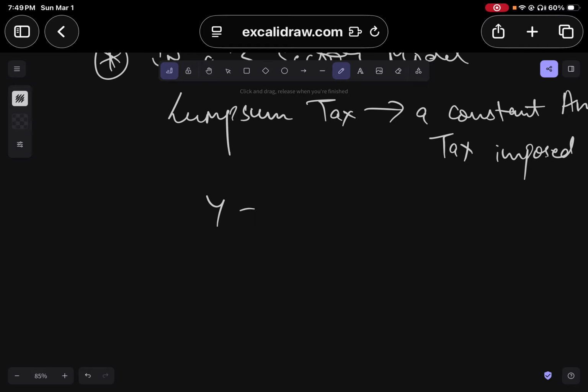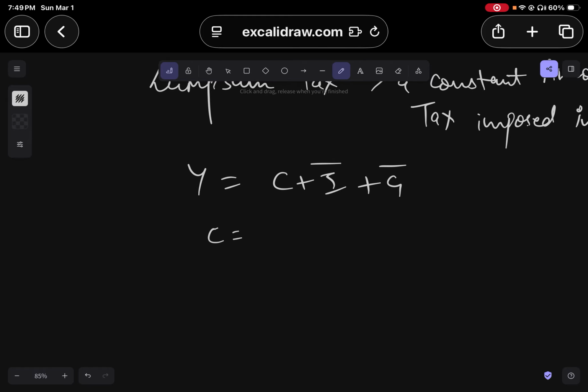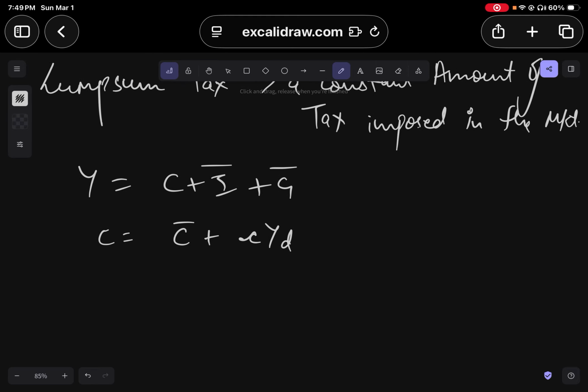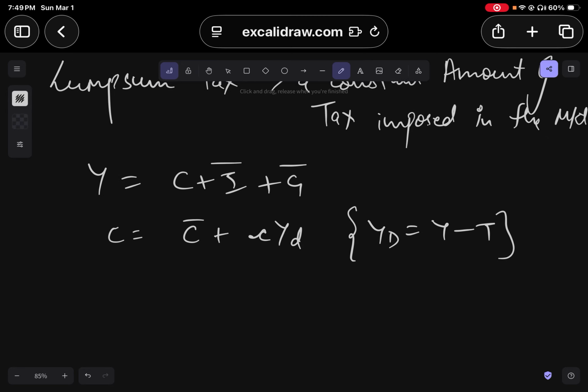So Y equals C plus I bar plus G bar. C, as we all know, is autonomous consumption plus MPC into disposable income. Disposable income is income minus lump sum tax.